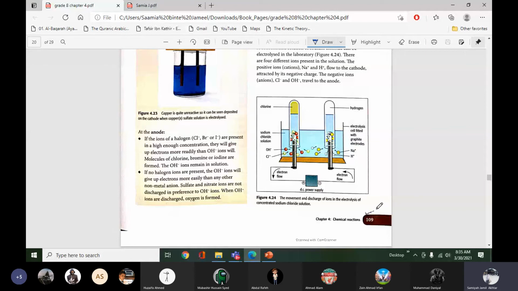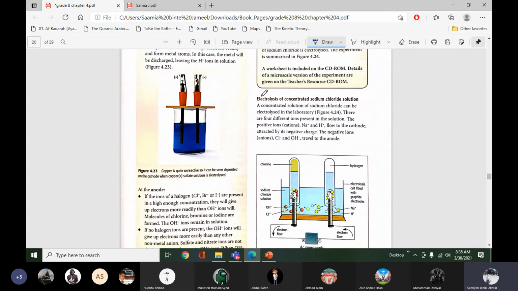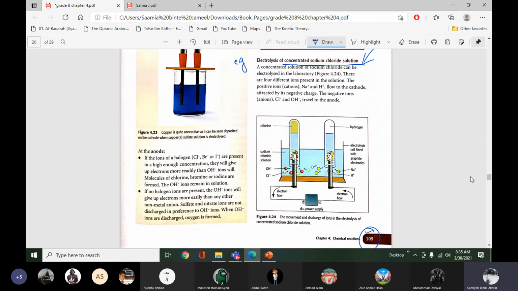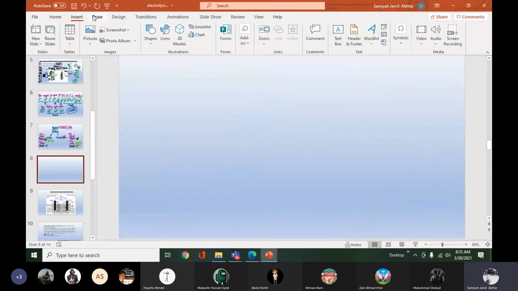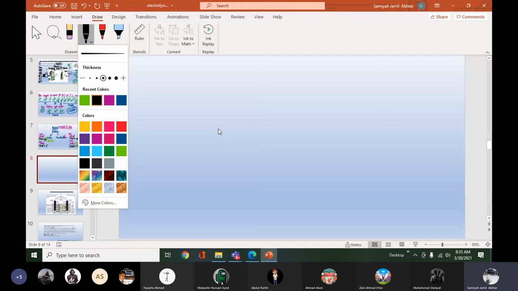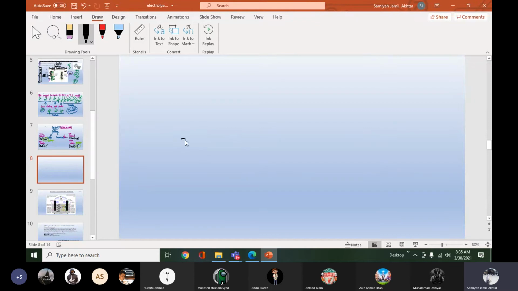Okay, now let's take the example which is in your book. In your book, there is an example of concentrated sodium chloride solution, on page 109. Open page 109. You can see the example, electrolysis of concentrated sodium chloride solution. So let's discuss this example. Let me draw it, and as I draw, I will explain to you.